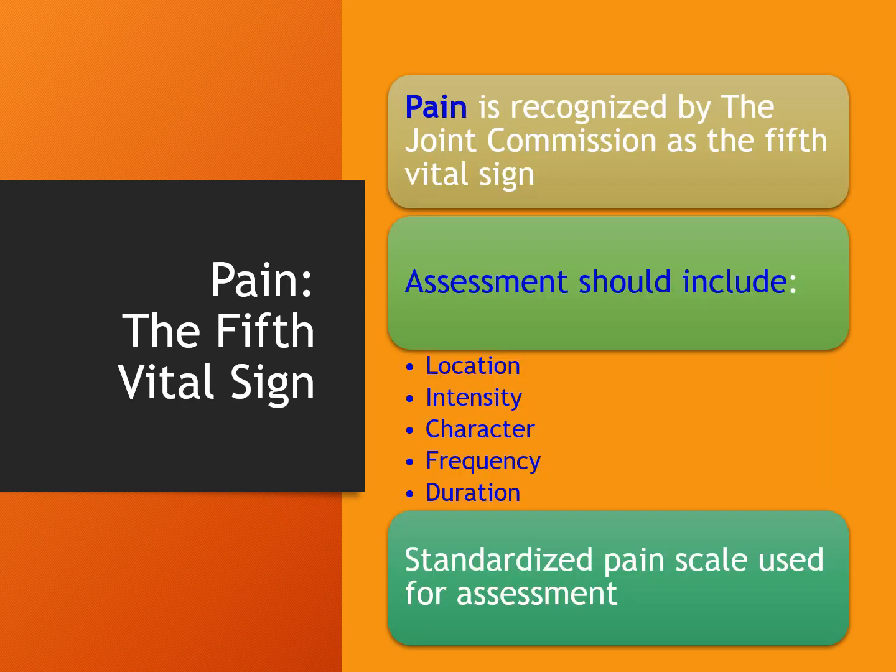So pain is the fifth vital sign. So anything with pain, you need to assess the location, intensity, character, frequency, and duration. We'll talk about that. There is a special way to assess for pain, and we'll be doing that in lab as well. Typically, we use a pain scale. We usually say, what's your pain level on a scale of 0 to 10? 0 is no pain at all, and 10 is the worst pain you've ever had in your life. And we ask the patient that.